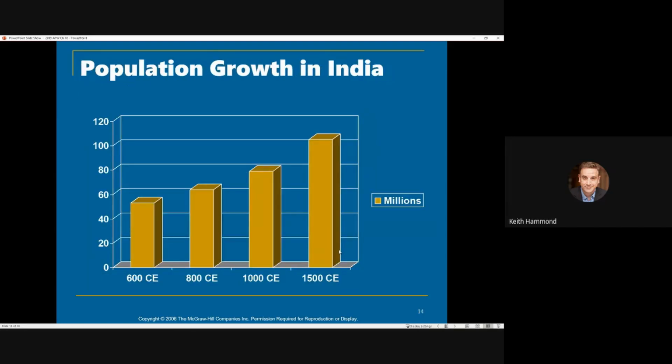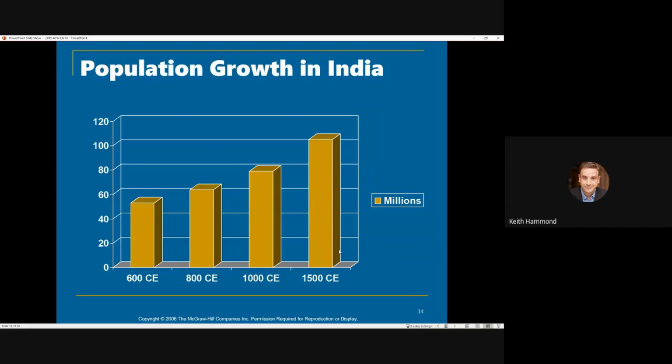So in India, we're going to have some nice, steady, incremental growth happening throughout this time period. From 600 to 800, you can see a nice little jump of about 10 million. 800 to 1000 CE, we see about 20 million growth. And then from 1000 to 1500, we see about 80 to a little over 100 million people. So we see nice and steady growth, but we don't see the exponential growth that we see in China during this time period.